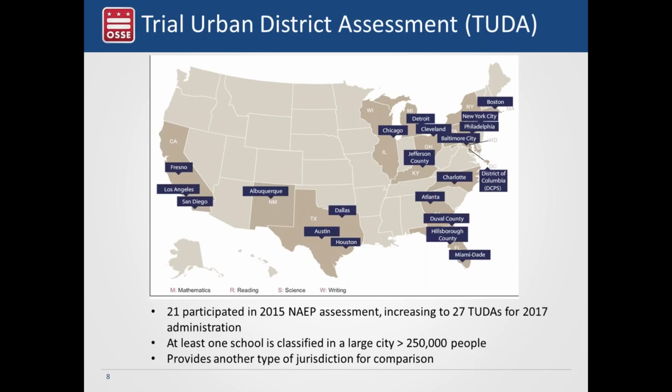The TUDA program, which stands for Trial Urban District Assessment, was designed to explore the feasibility of using NAEP to report on the performance of public school districts. Any large city with a population of over 250,000 people that has at least one school in the city may qualify to participate in the TUDA program. DCPS is our TUDA district, and we are able to see how our students in DCPS are performing compared to other urban districts in the nation.